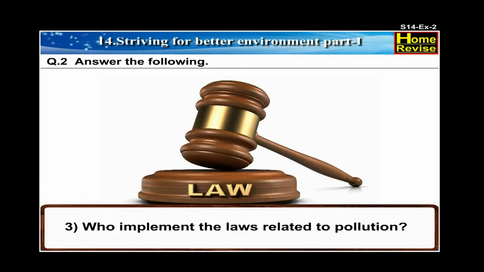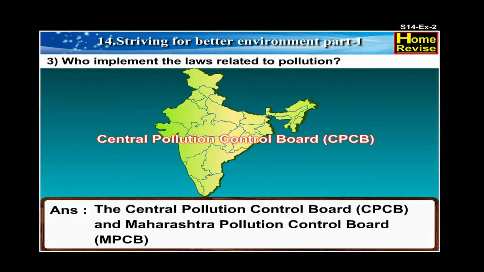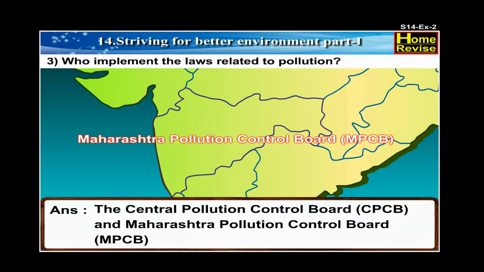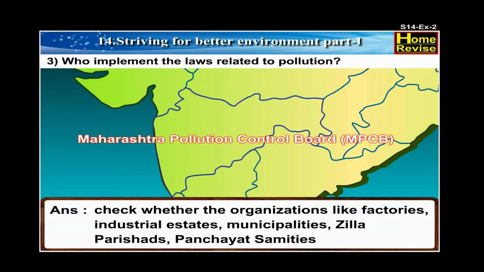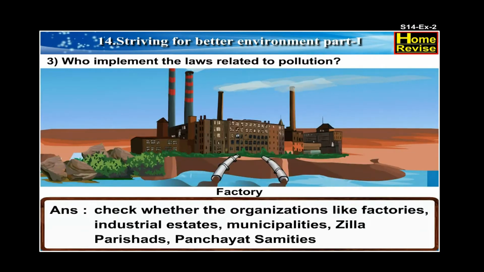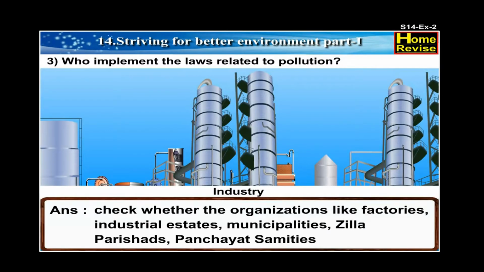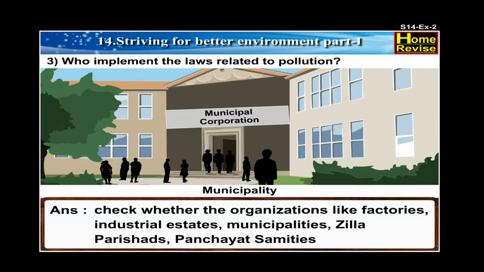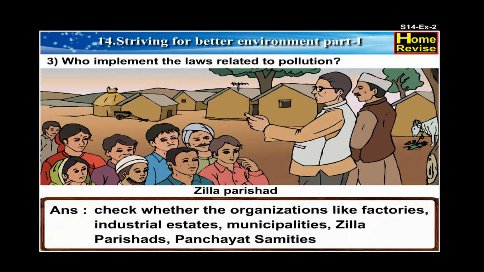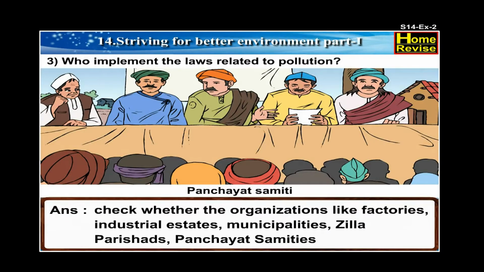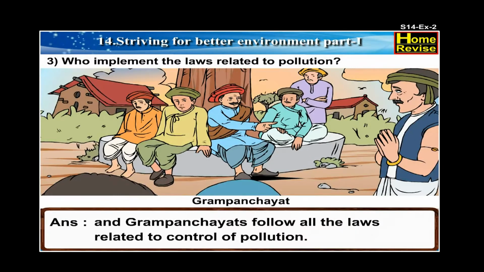Three. Who implements the laws related to pollution? Answer: the Central Pollution Control Board, or CPCB, and Maharashtra Pollution Control Board, that is MPCB, check whether the organizations like factories, industrial estates, municipalities, Zilla Parishads, Panchayat Samitis, and Gram Panchayats follow all the laws related to control of pollution.